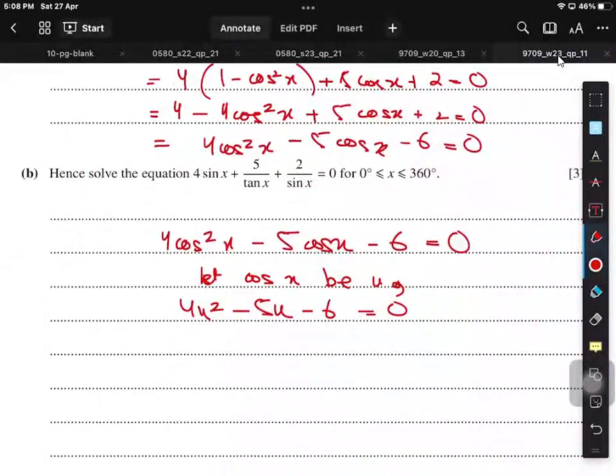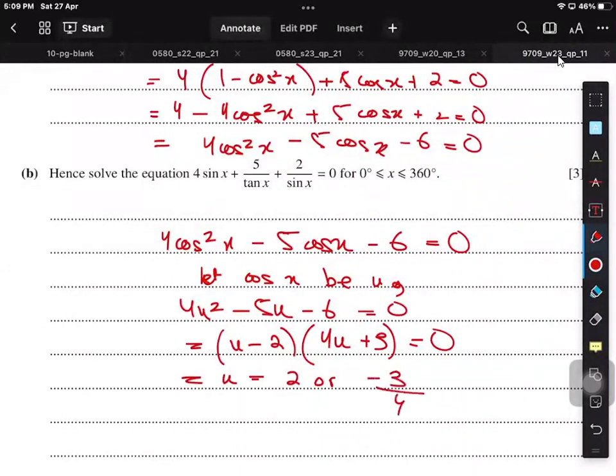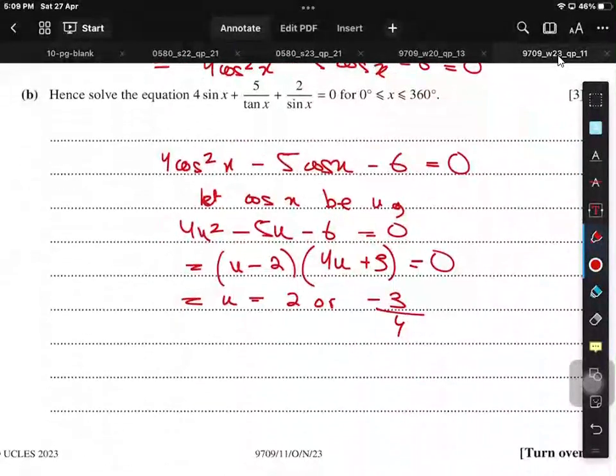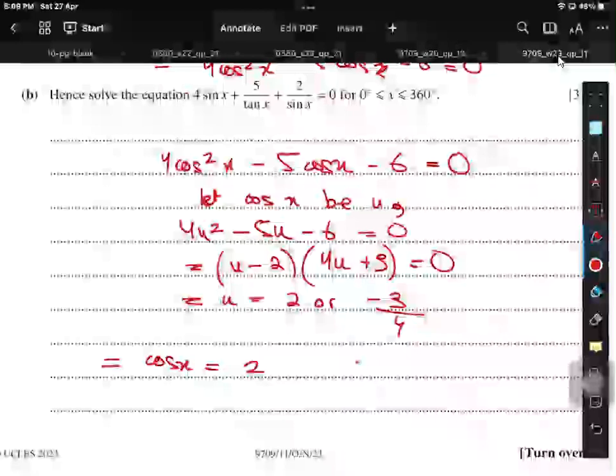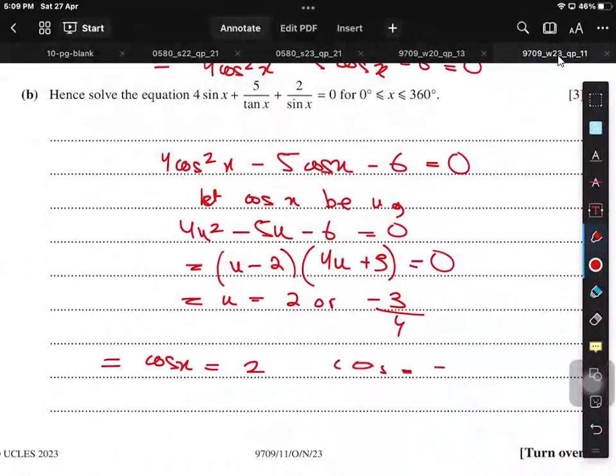Now you can solve this quadratic equation using middle term break, and then you can check your answer with the help of your calculator. So that would be u minus 2 and 4u plus 3. That is what you would get after factorizing. And so your u would become 2 or minus 3 over 4. These are the two values of u that we are getting. And we know that u is basically cos x. So we can just write that cos x is equal to 2 or cos x is equal to minus 3 over 4, right?